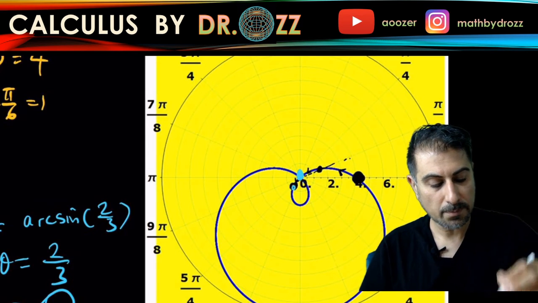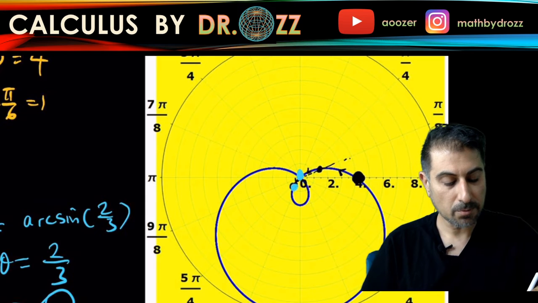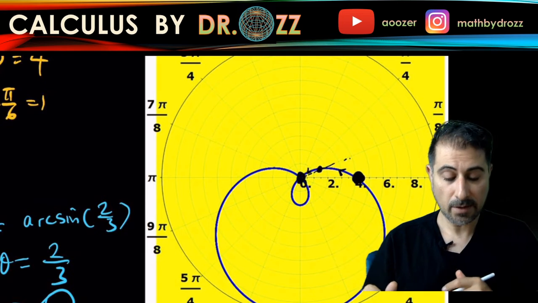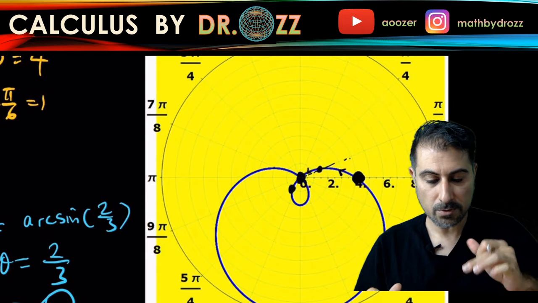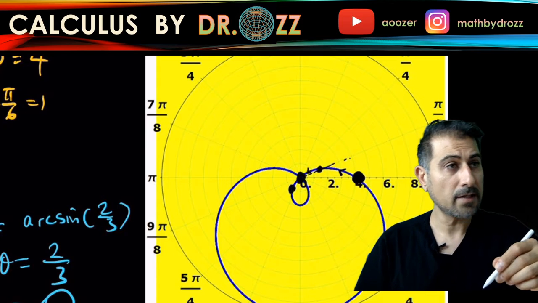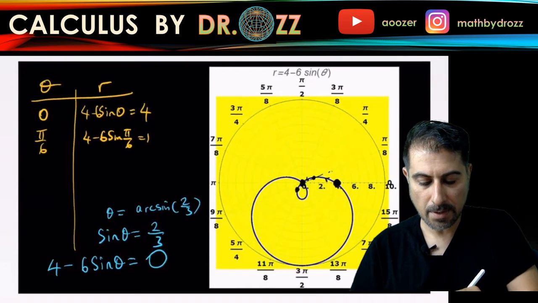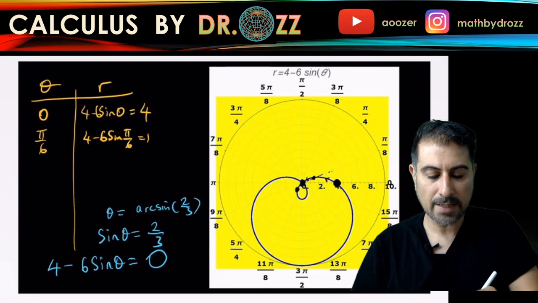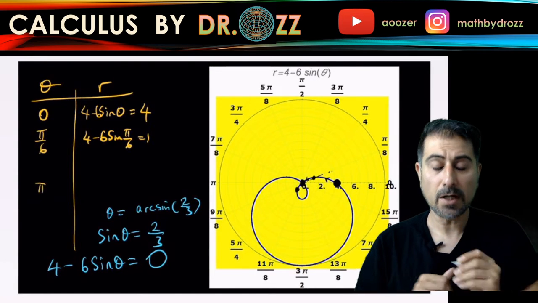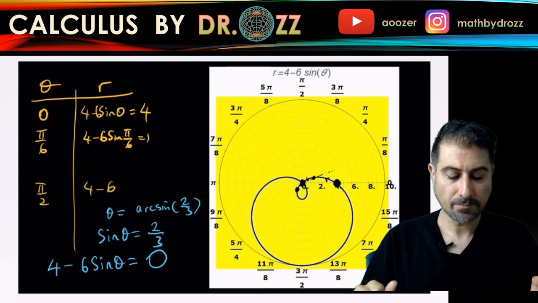Let me clean that up. Here is arc sine 2 over 3, the ray corresponding to that, and this is pi over 6. We can keep graphing until we hit pi over 2. Let's see what's going on at pi over 2. Let's say this is 4 minus 6 sine pi over 2.